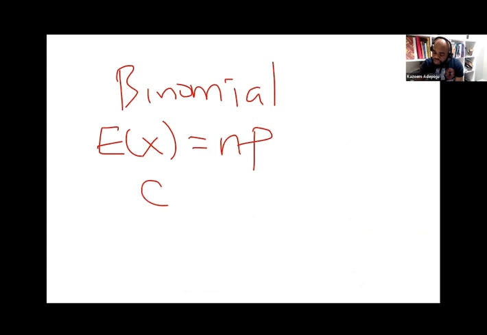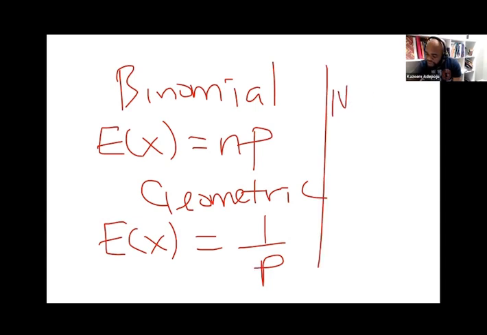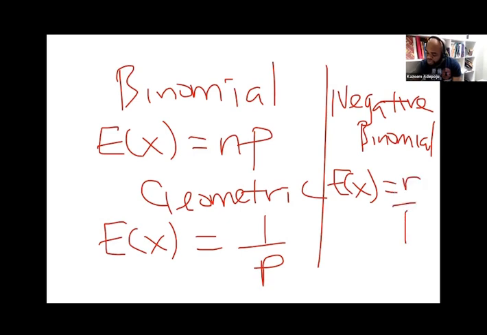What about geometric? What if a question is geometric? What is the mean? It is 1 over p. What about negative binomial? The mean is r over p.